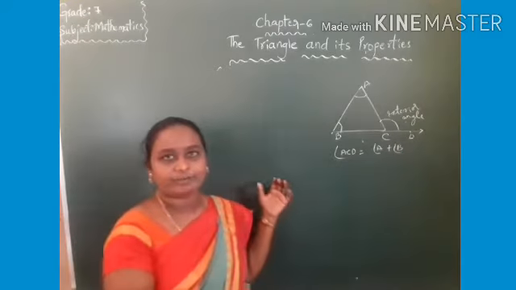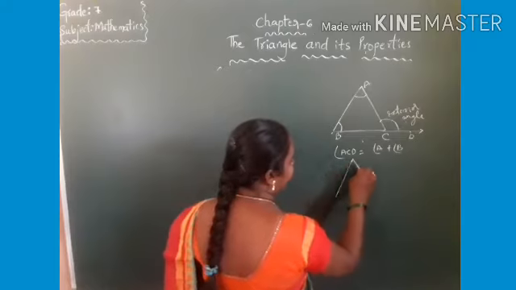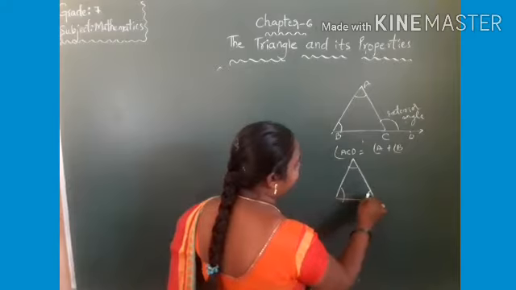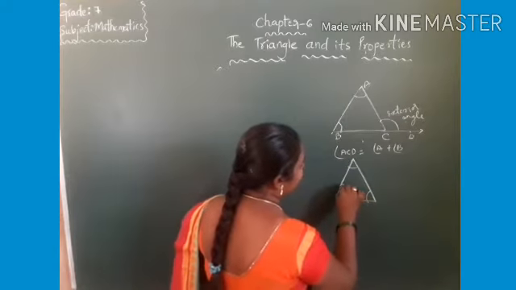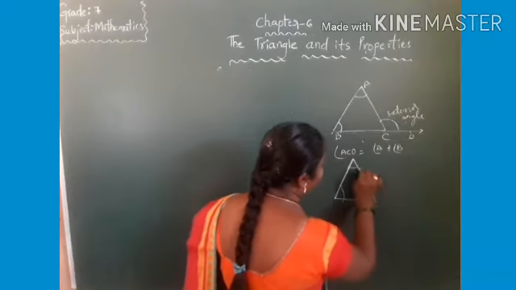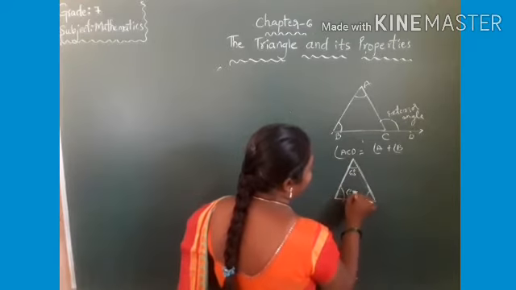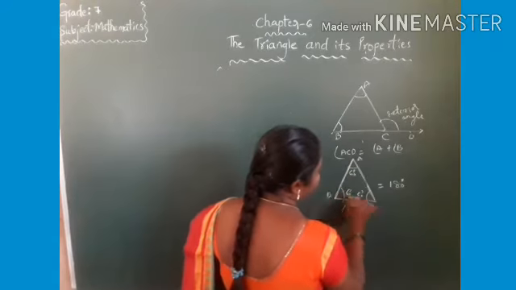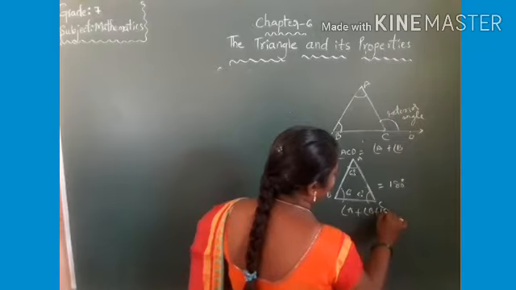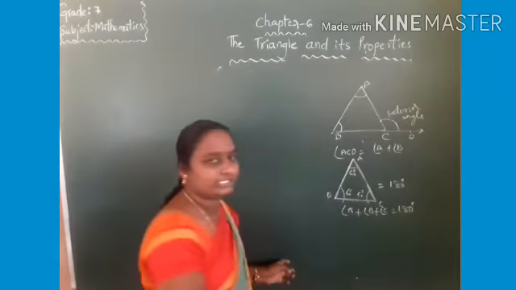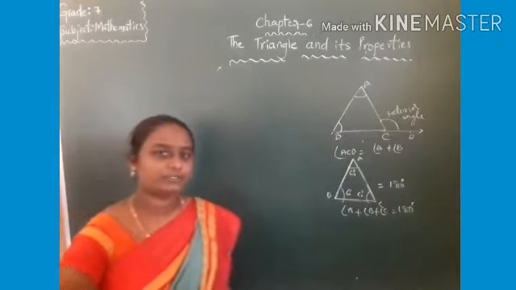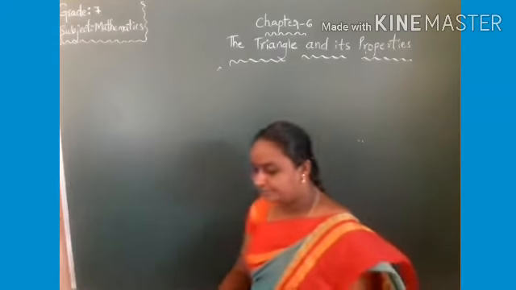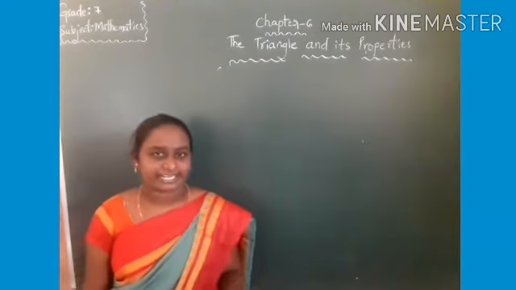And one more property: in a triangle, the sum of all angles is equal to 180 degrees. That means angle A plus angle B plus angle C is equal to 180 degrees. These two properties you have learned in the previous class. Right. Today I am going to introduce new triangles.